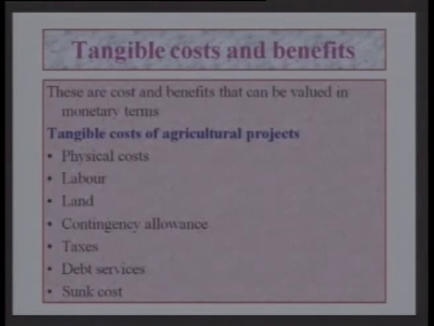Similarly, we have the land and the contingency allowance. In many of the projects, the contingency allowance is to be given to take care of the increase in cost or the value of various cost and benefits. So for that, the contingency allowance has to be put into the project while preparing the project. Then how the taxes need to be taken up, the debt services, and the sunk cost. So these are the various types of tangible costs of agricultural projects which need to be considered while preparing the feasibility study.